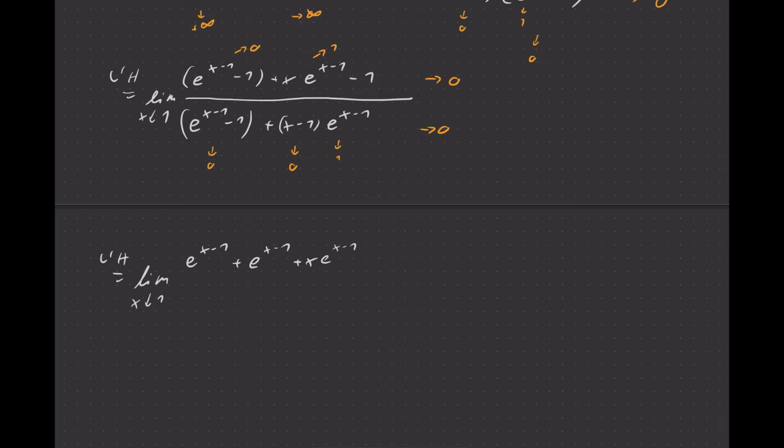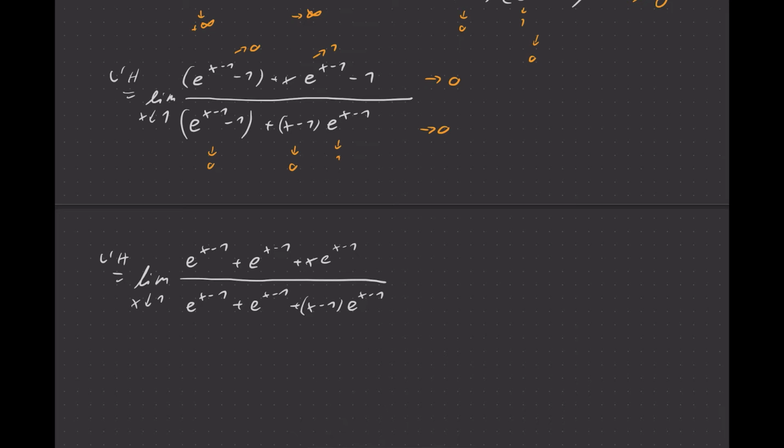Minus 1 just vanishes. And for the denominator, we've done this multiple times by now. So the derivative of that expression is e to the x minus 1. And again, here we need the product rule. So that derivative is e to the x minus 1 plus (x minus 1) e to the x minus 1.